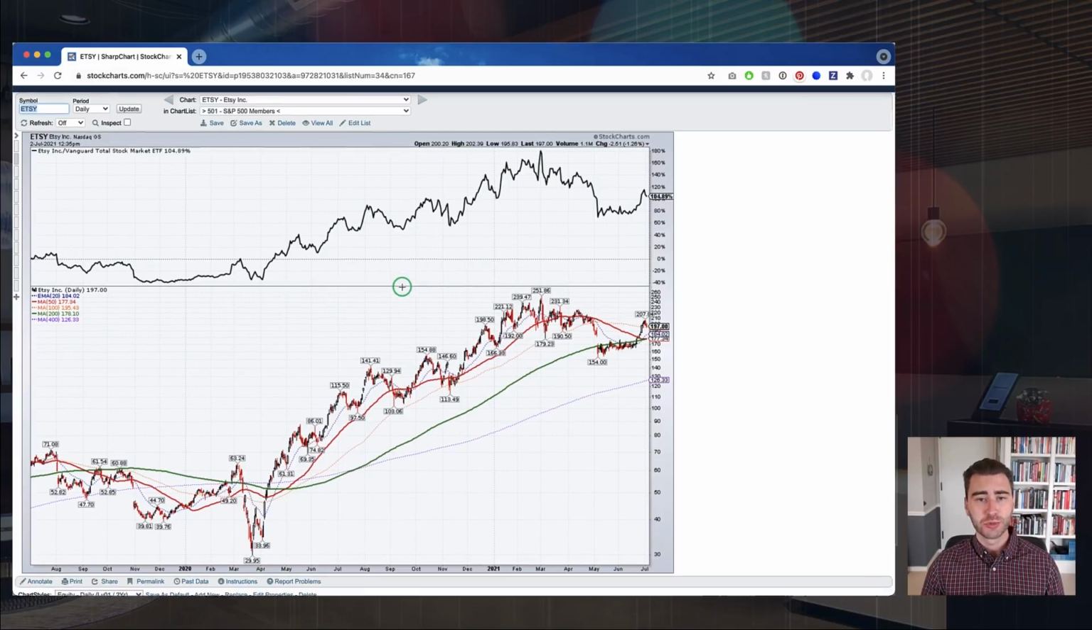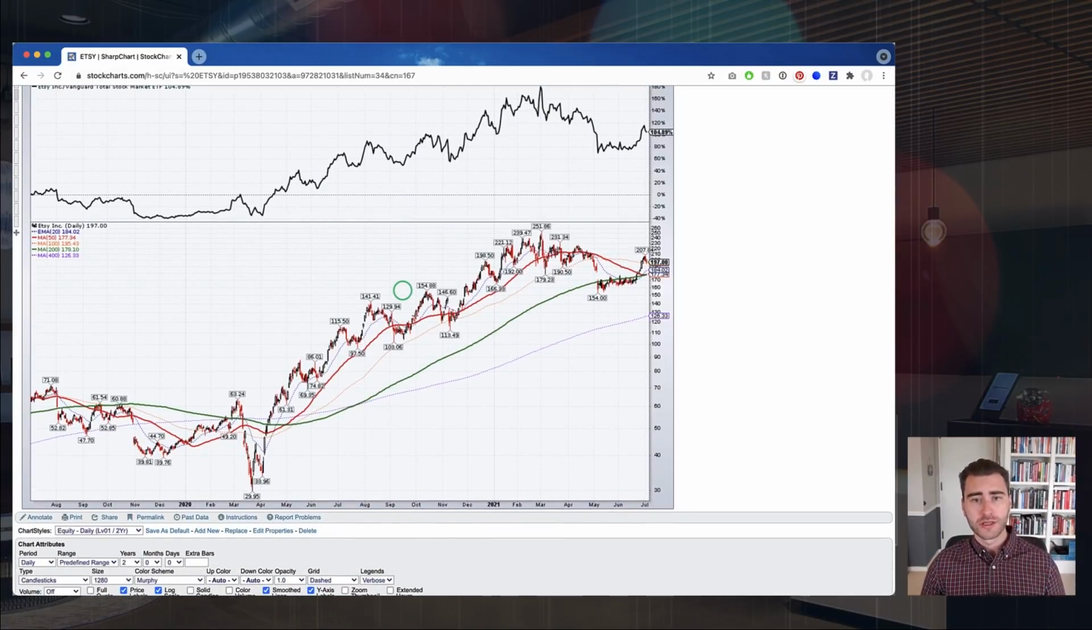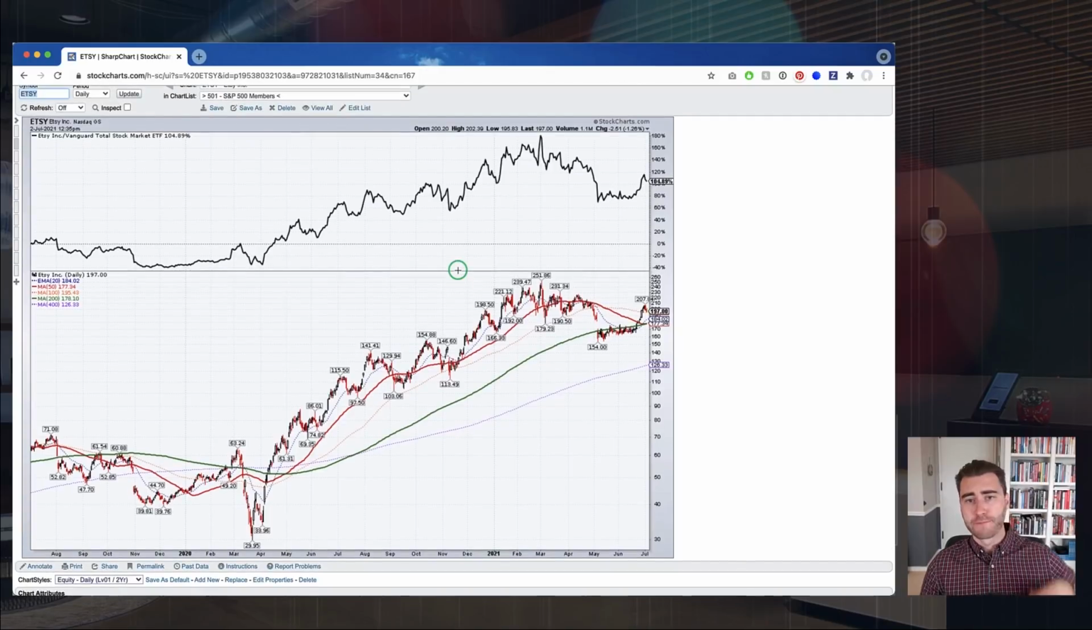So again, this keeps me focused really clearly on the price action and brings in one additional detail, which is that relative strength line. It allows me to say, okay, Etsy's moving higher, but is it moving higher at a faster pace than the market? Is it outperforming the total market? Or is it moving higher and actually underperforming the total market?